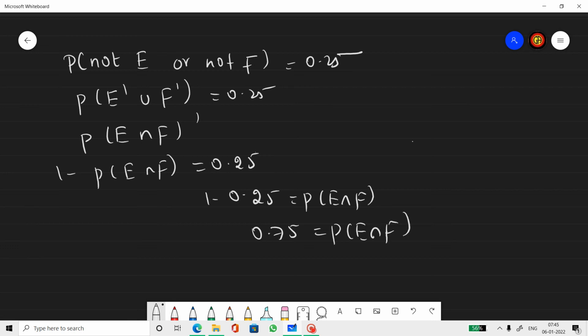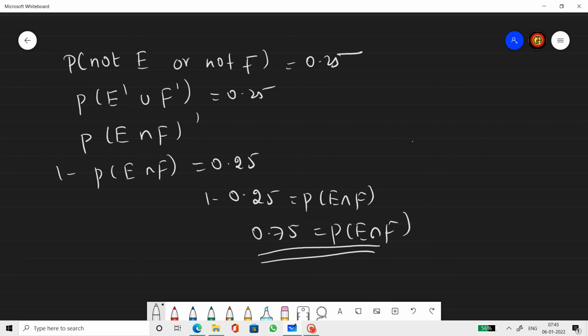So there is no way that we can say that E and F are exclusive events, because E and F have a probability of 0.75 together. So therefore E and F are not mutually exclusive events.